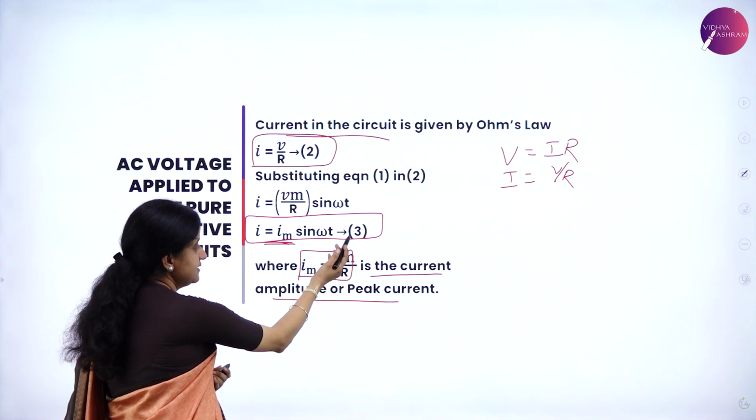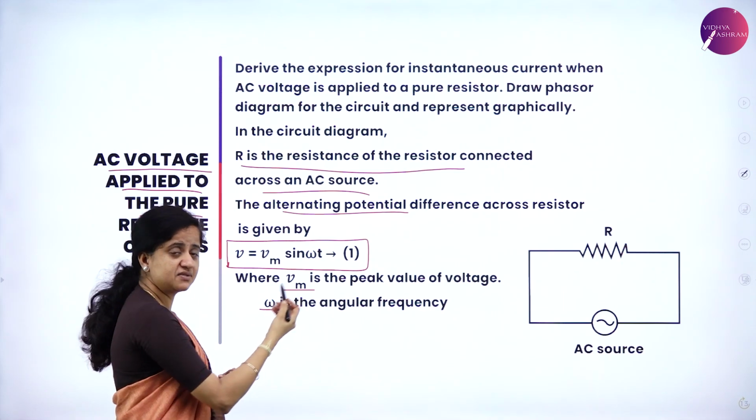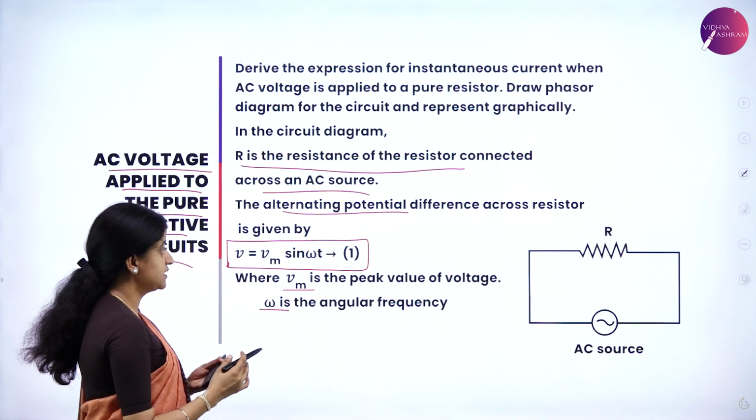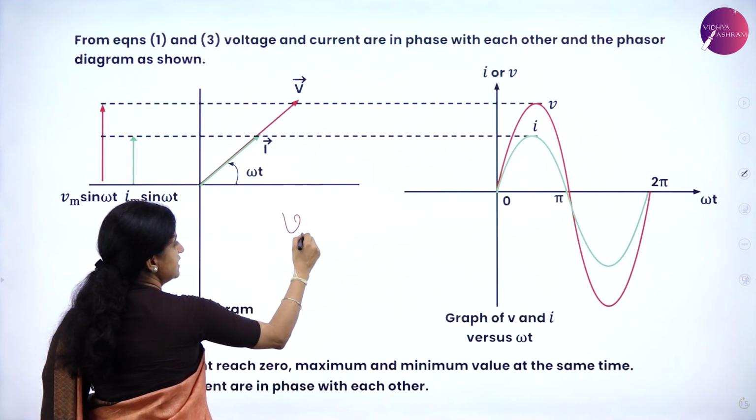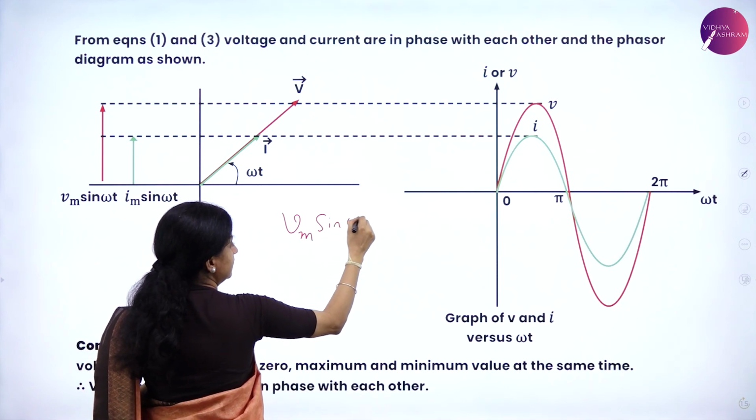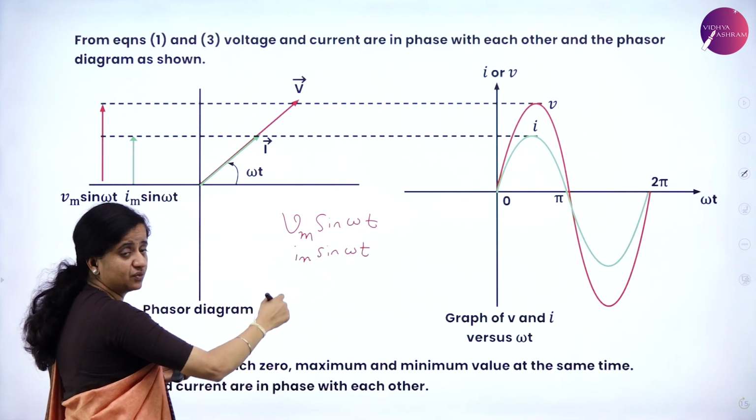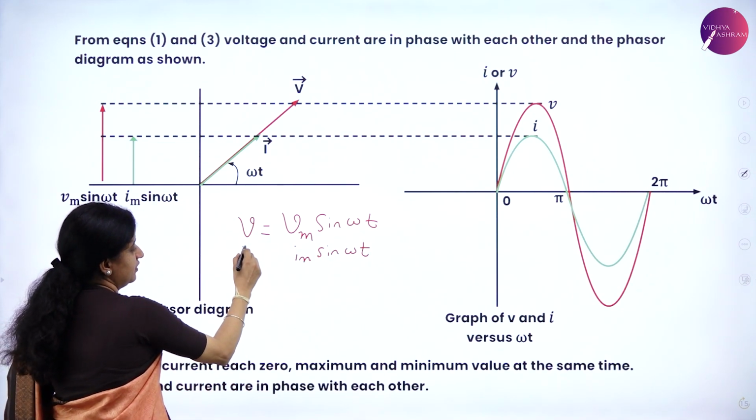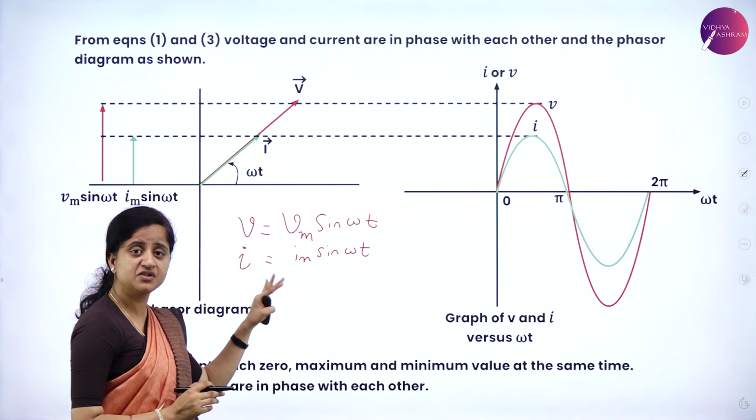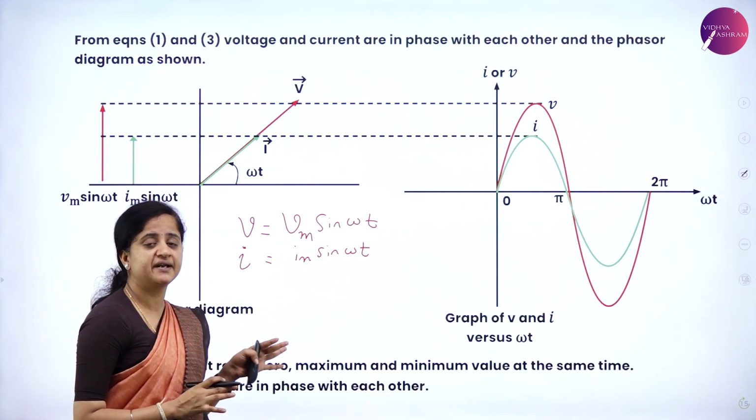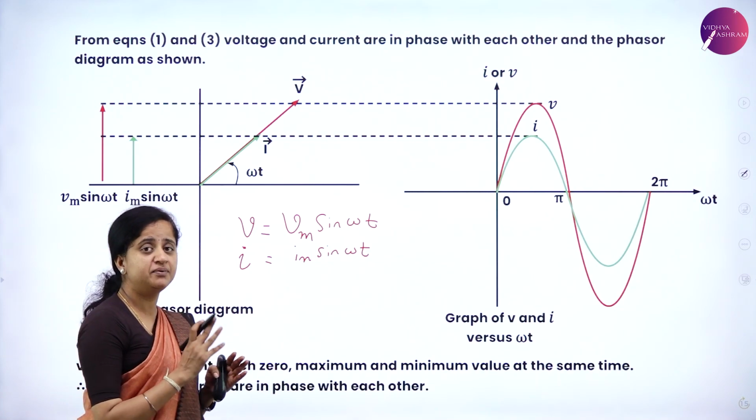Now look at this carefully. I is equal to Im sin omega t, and here we have the equation for voltage, Vm sin omega t. Comparing these two equations, they are similar to each other. The first one, Vm sin omega t, is for voltage, and the next one, Im sin omega t, is for current. There is no phase difference between these two, so we can say that the voltage and current are in phase with each other when the AC source is applied to a pure resistive circuit.